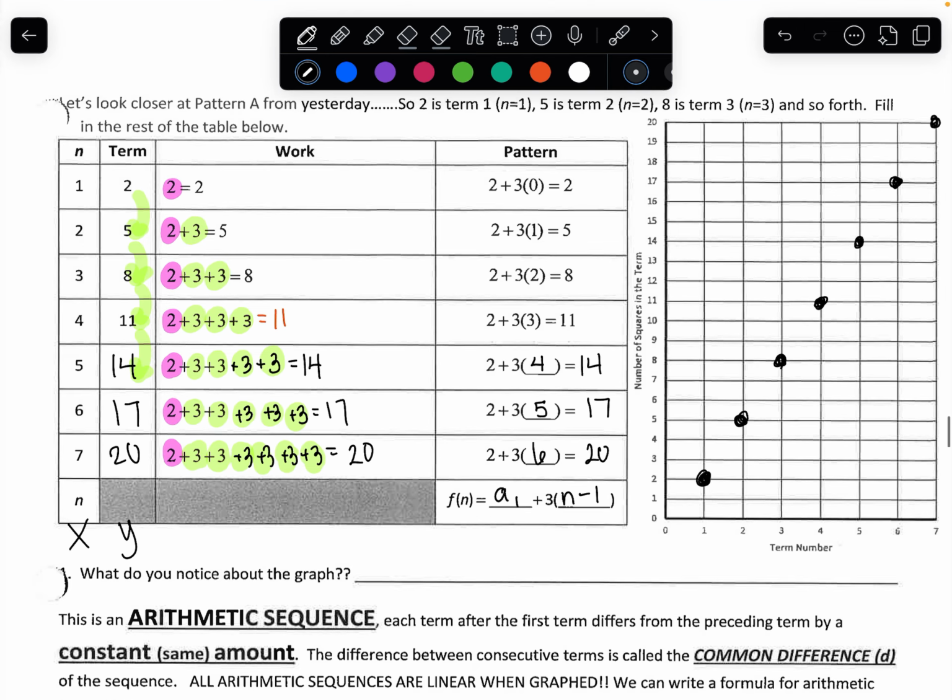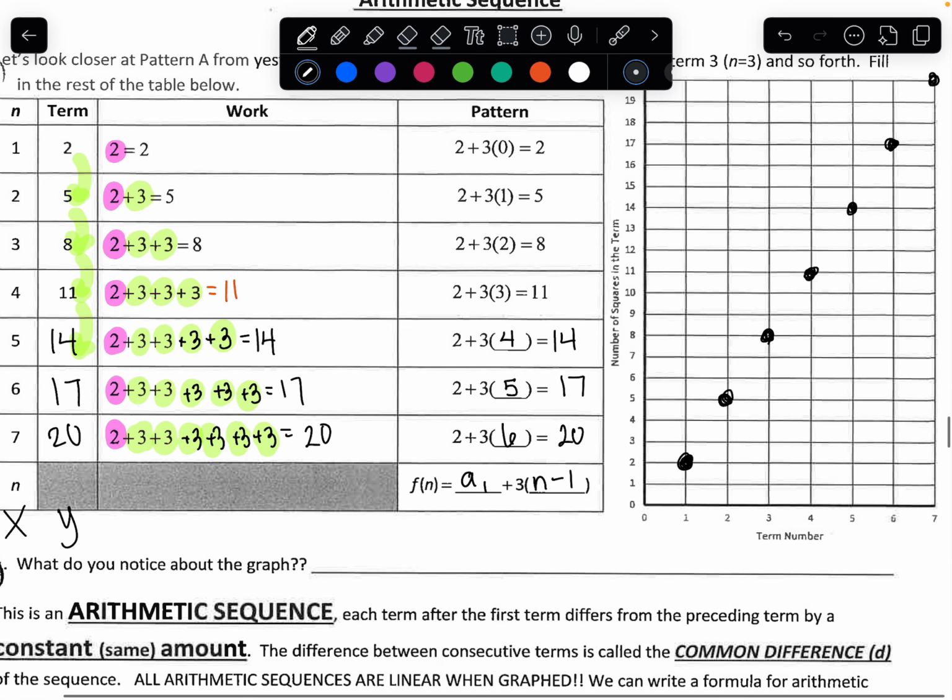So there's something interesting going on with our graph. Notice how I did not connect it. That's because it's going to be discrete, because we do not have like 2.5 terms. We have 1, 2, 3, 4 terms. It's also linear. It's also a function. It's also all positive. There's a lot of stuff that you can see.